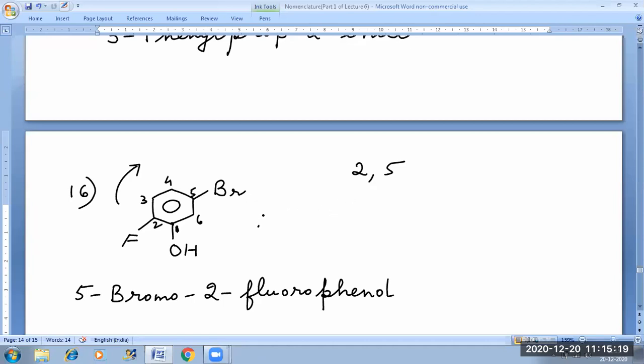If I go in the anti-clockwise direction, that is, this is 2, this is 3, this is 4 and 5 and so on, then the positions of substituents will be 3 and 6 respectively. That is why I don't go in this way and I choose this, because I need the lowest set of locants. Hence the name is 5-bromo-2-fluorophenol.